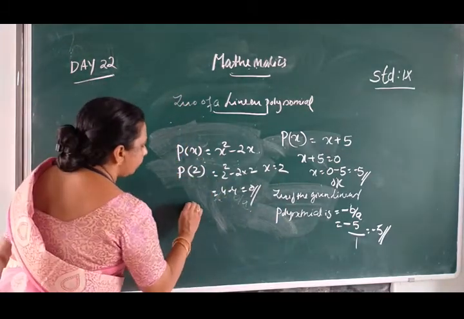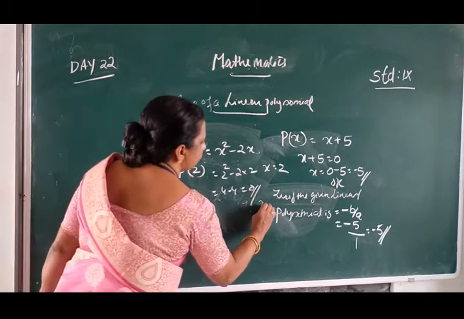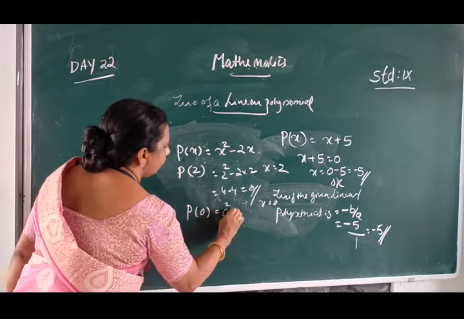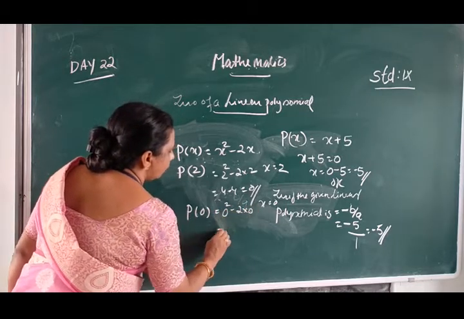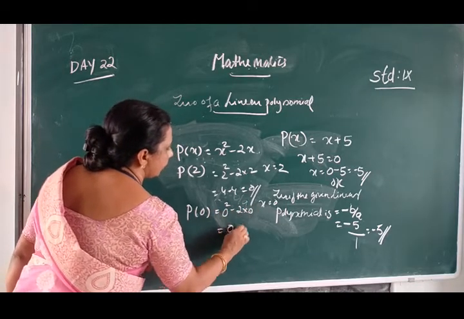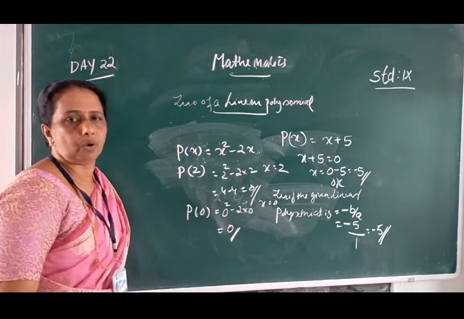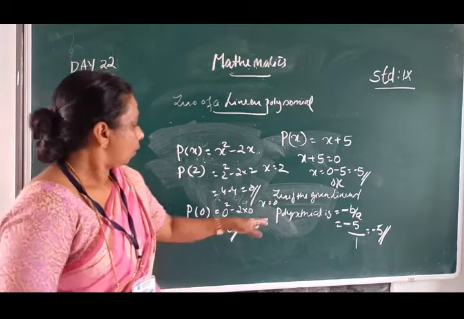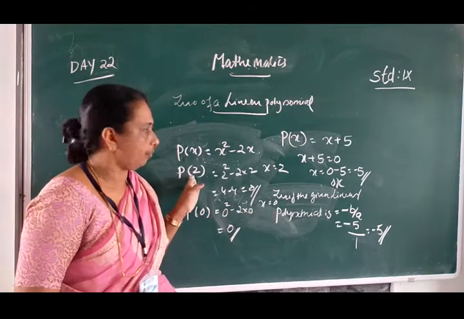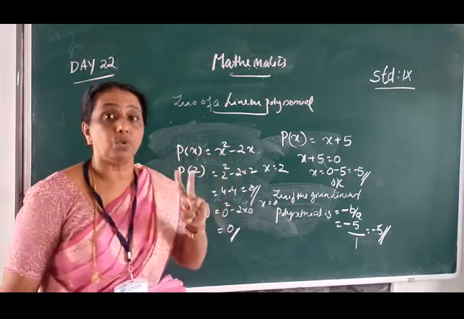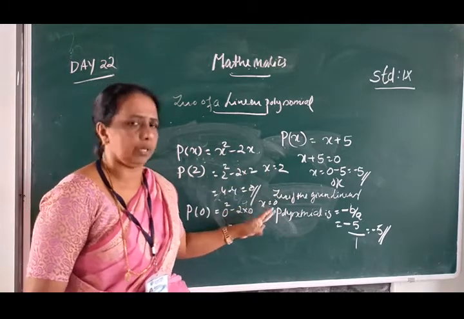Then I am putting x is equal to 0. Here 0 square minus 2 into 0, that is equal to 0 minus 0, that is 0. Then we can say that 0 is a zero of this polynomial. Therefore, p of x is equal to x square minus 2x has 2 zeros, that is 2 and 0.